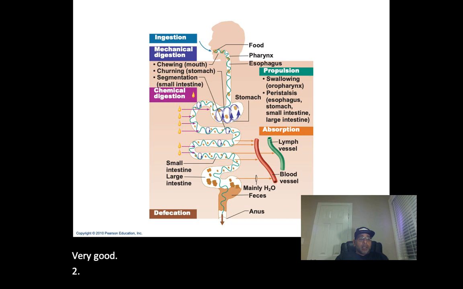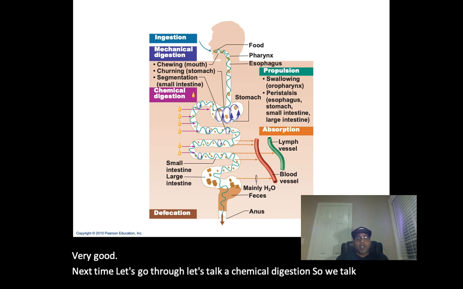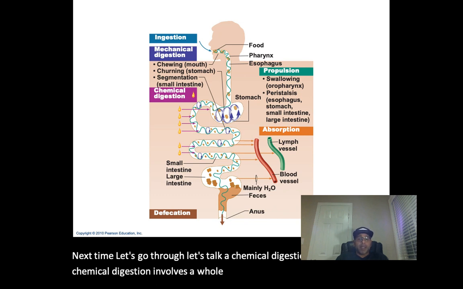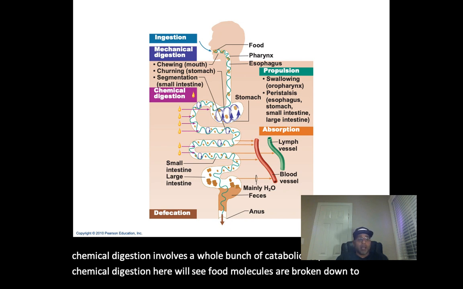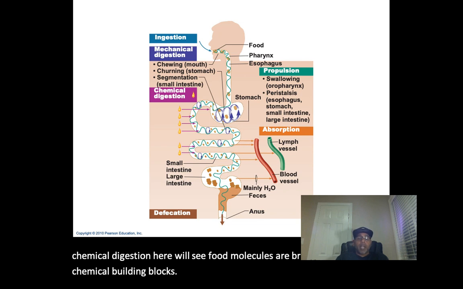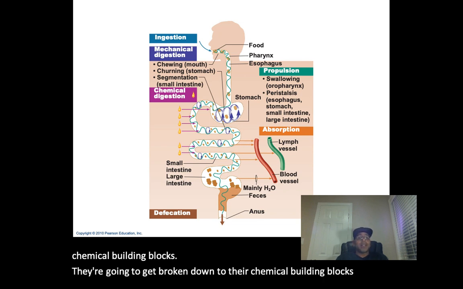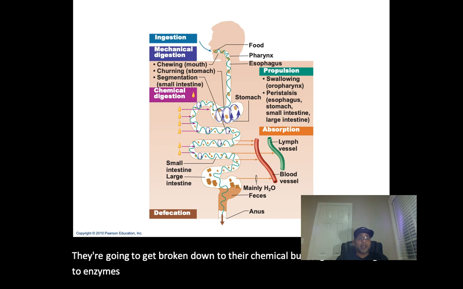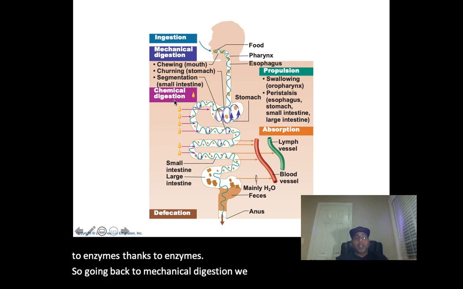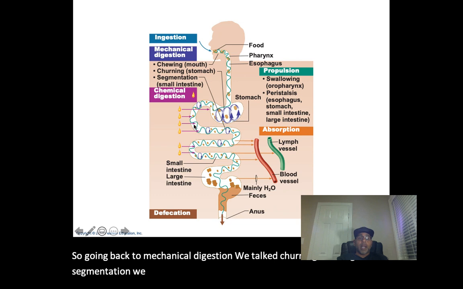Next, let's talk chemical digestion. Chemical digestion involves a whole bunch of catabolic steps. Food molecules are broken down to their chemical building blocks thanks to enzymes. So going back to mechanical digestion, we talked about chewing, churning, and then segmentation as well. That's going to happen inside the small intestine, another type of mechanical digestion.